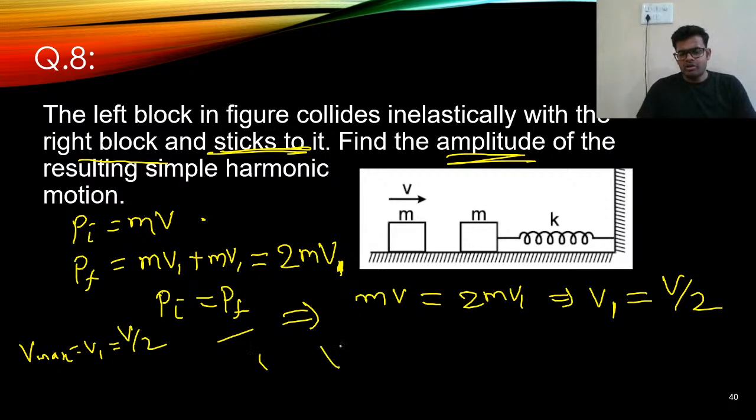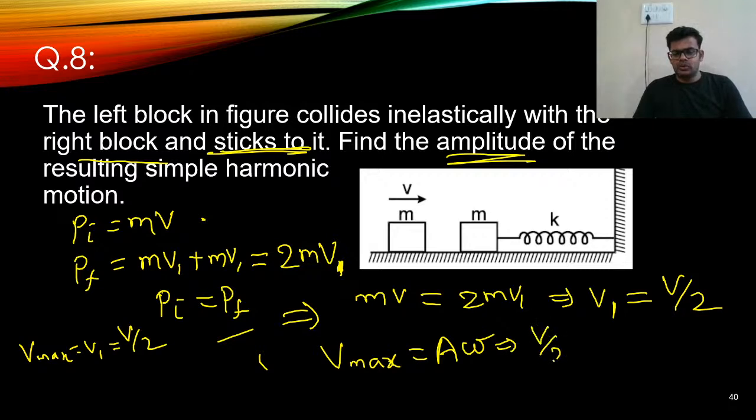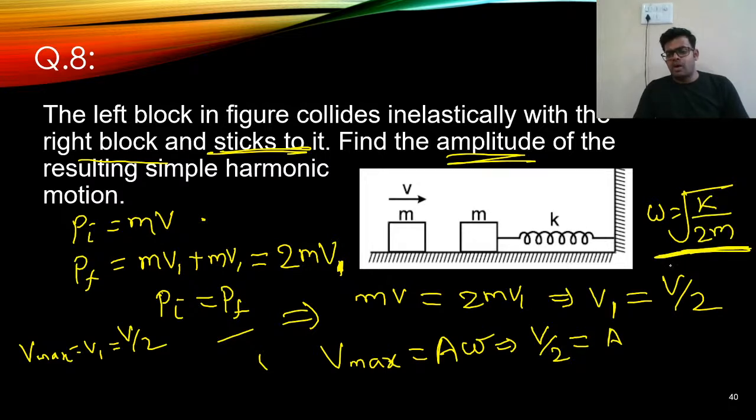Now next thing, Vmax. You know the formula of Vmax, that is A omega, amplitude into omega. This formula already you know. So let us put the value. The value is V by 2 is equal to A, amplitude, into omega. So what will be the omega for this? Two blocks are there. Omega is equal to root of K by M, means K by, here two masses are there, so K by 2M. So this is the formula of omega you will put here. So you will get root of K by 2M.